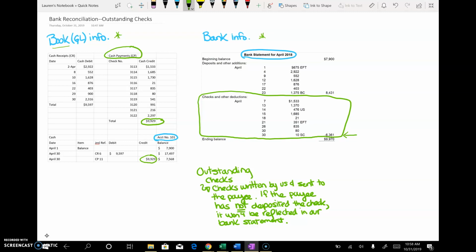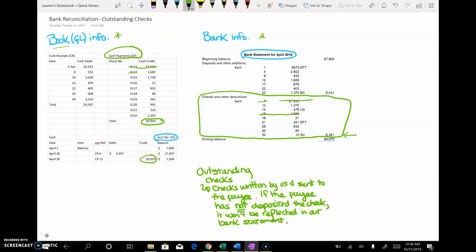So check number 3,113 for 1,533 cleared on April 7th, so we can just cross that out. And let's go 3,114 for 1,685. There we go. It cleared on the 15th.